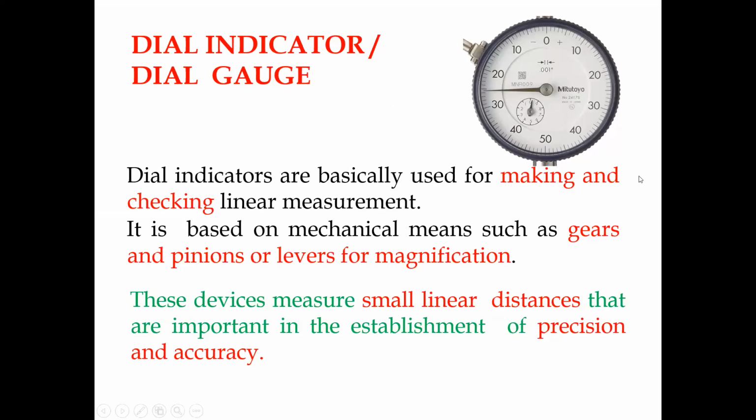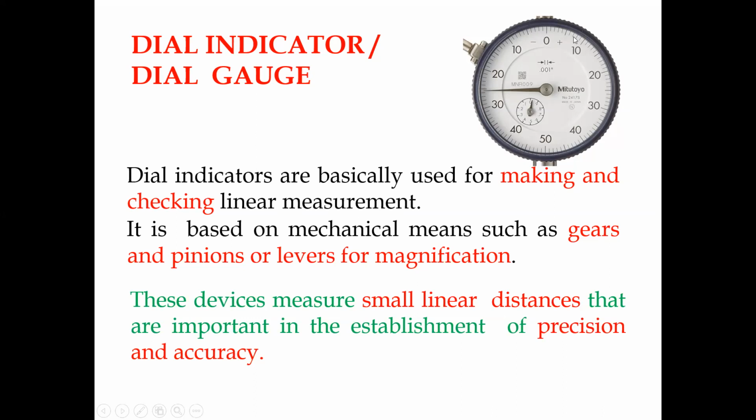Right. Today, in the yesterday class, I already completed the linear measuring instruments, up to slip gauges, linear calipers, micrometers, and slip gauges. Now, today we are going to discuss dial indicators or dial gauges. These are very precise and accurate instruments used in the measurement industry, that is metrology. You may call it a dial indicator or dial gauge. Simply, it indicates any change on the dial with a pointer.